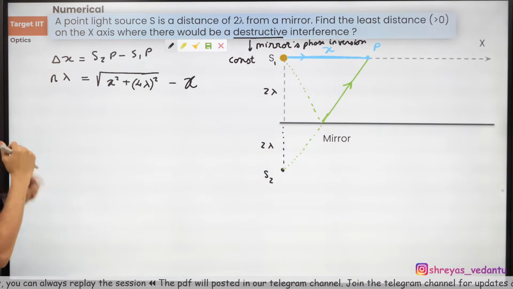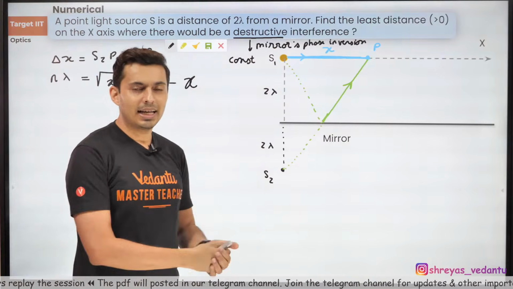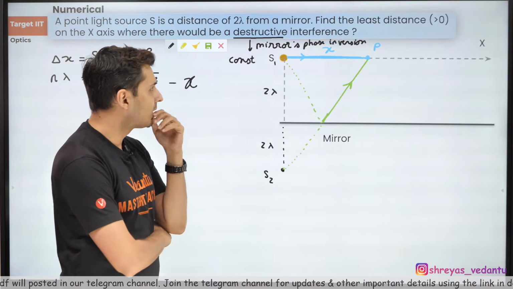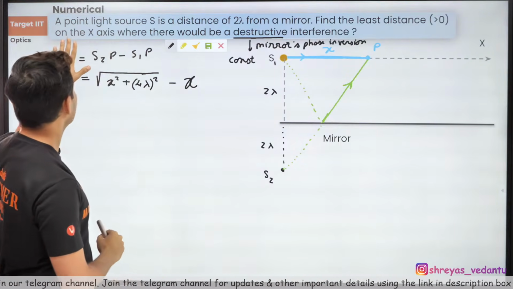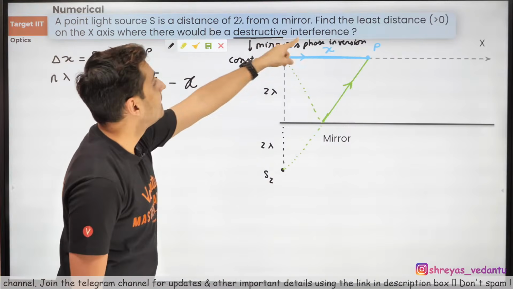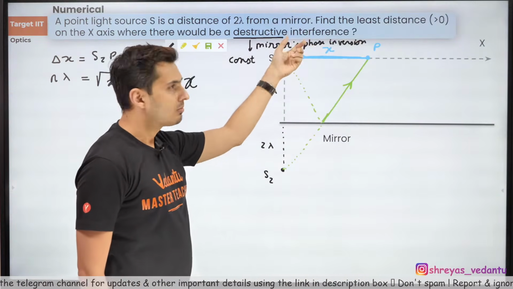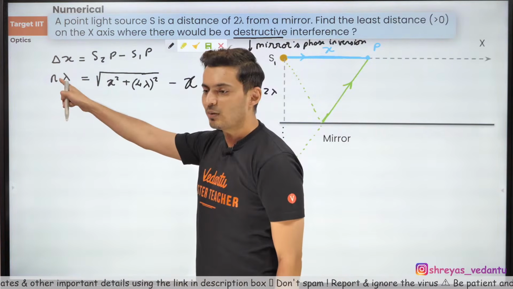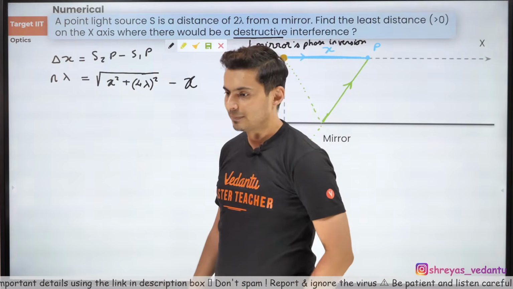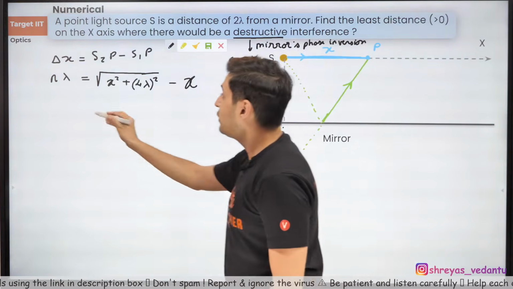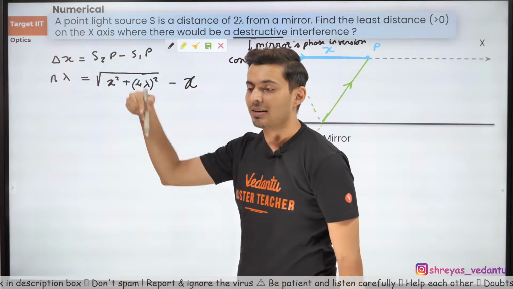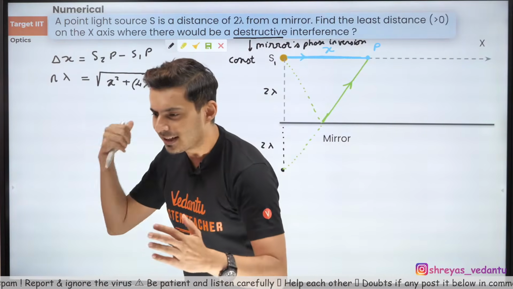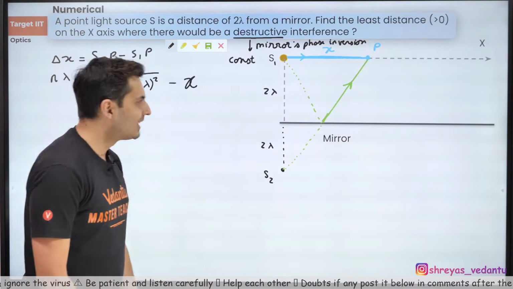Now, here is the thing. What is the value of n that you are going to put? Because many people don't get it. Sir, what should be the value of n? Should I put n as 1, 2, 3, 4? People look at the statement and it says, what is the least distance? So the minimum value of x. A lot of people think the least value of n is 1. Ankit, if there was constructive, then you would put it as odd times lambda by 2. Sarthak is saying I should put 3 lambda. I think Sarthak is very, very close to the correct answer.